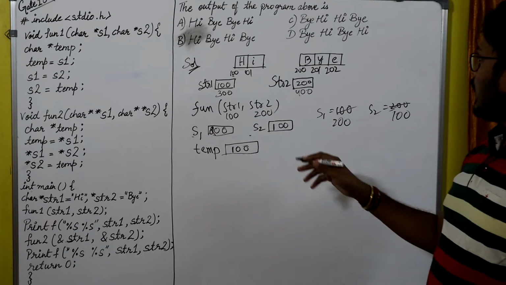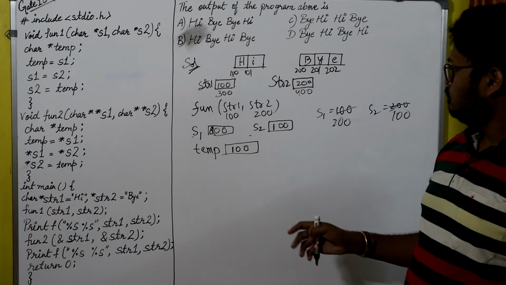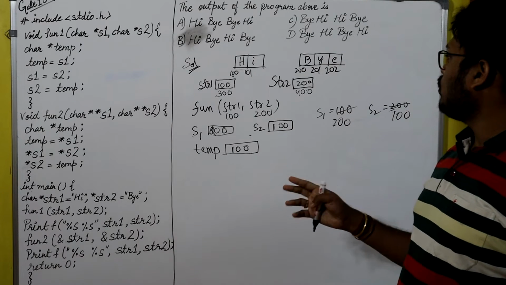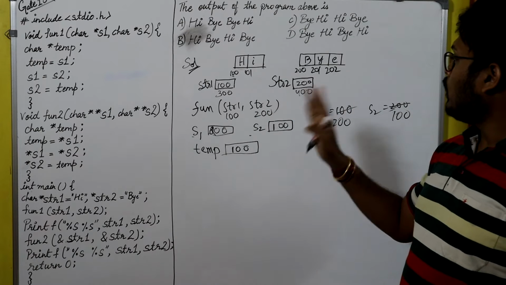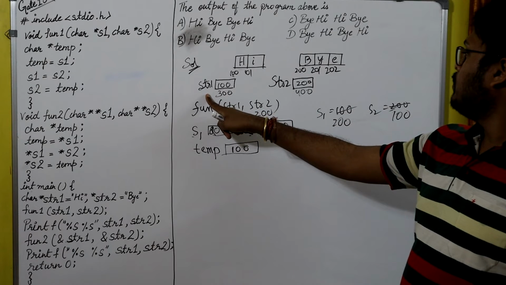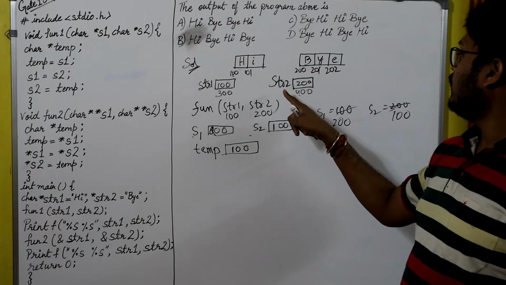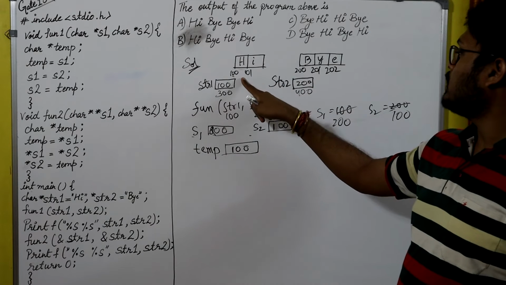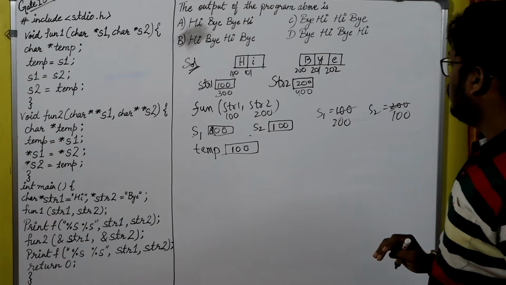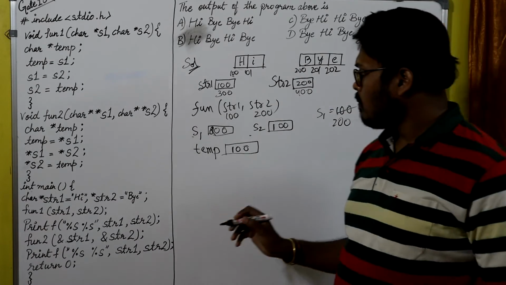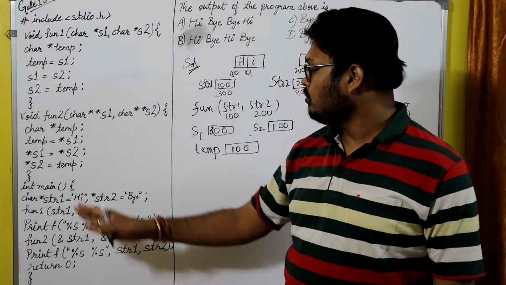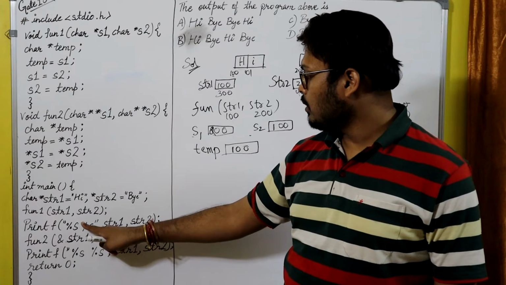But actually you see swap is not happening. Swap happening means what? It's not like that now str1 will contain the base address of this one and str2 will contain the base address of this one. These things are not happening. So you see, after the completion of this function, now let's come here.